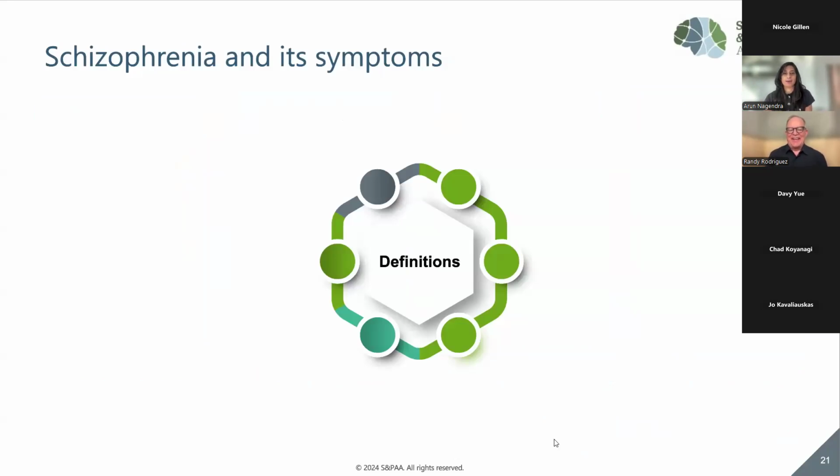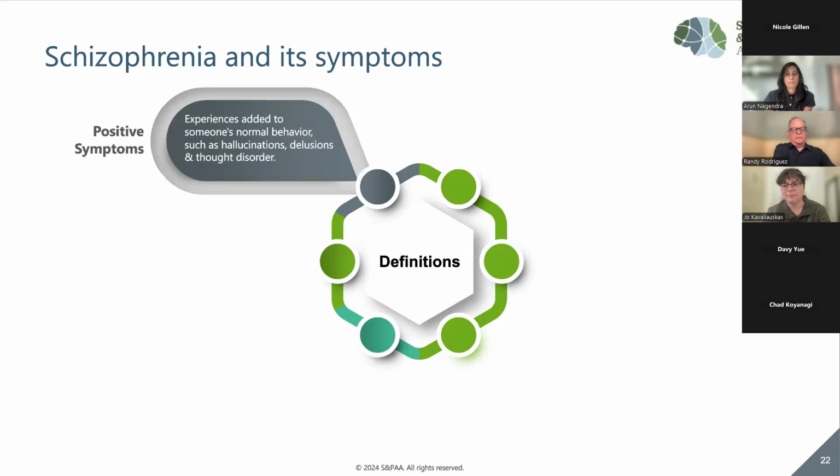So before I start interviewing our panelists, I'm just going to give a quick overview of schizophrenia and its symptoms and briefly orient you to treatments for negative symptoms. So in today's webinar, we're going to be focusing on the negative symptoms of schizophrenia, an essential yet often under-discussed aspect of this complex condition. Next slide. To provide some context, schizophrenia symptoms are typically categorized into three groups.